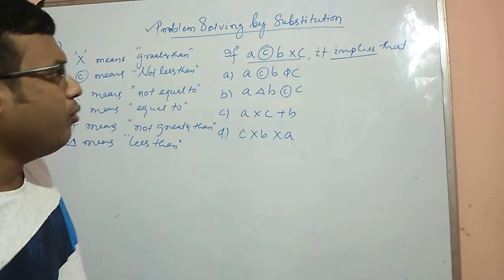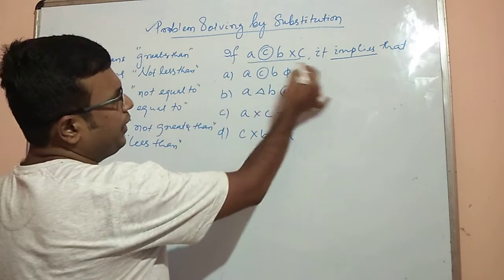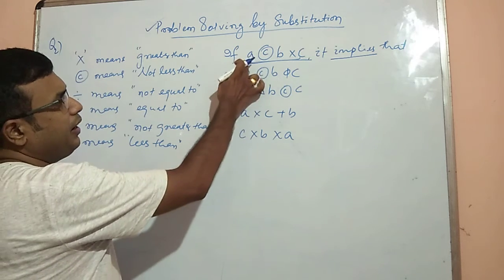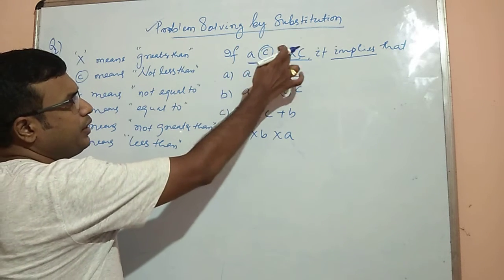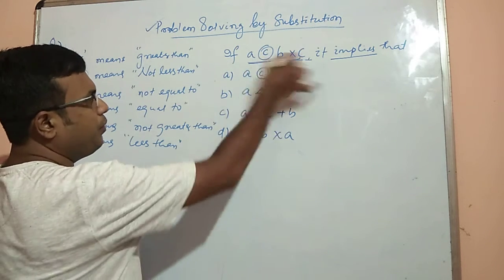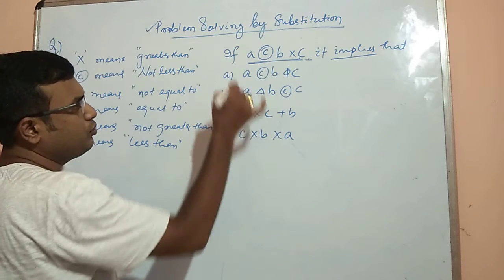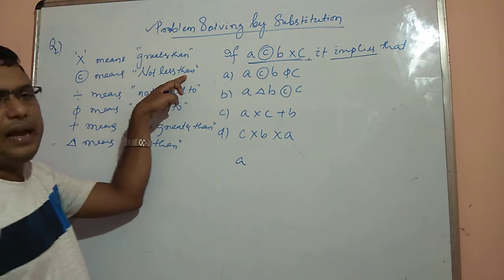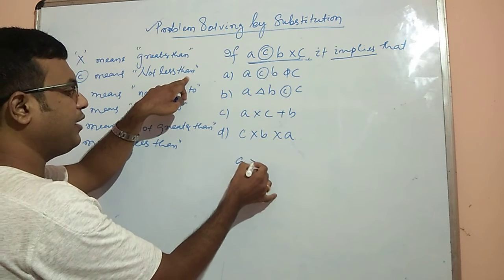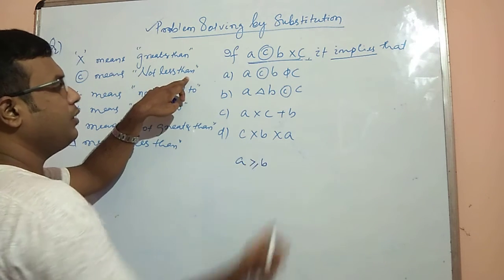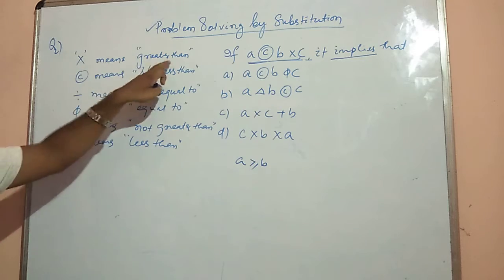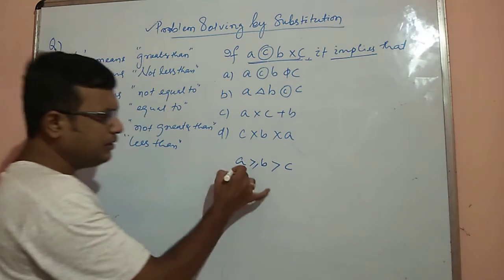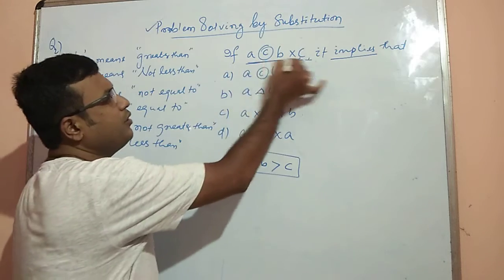So in the similar way, we find this one implies that which one? Okay, A copyright B into C. So first of all, code it. That means substitute the original symbol A. Copyright means not less than. Not less than means greater than equals to B. Then into. Into means greater than. Put greater than symbol here C. Right. This is your original expression which is given in the question paper.